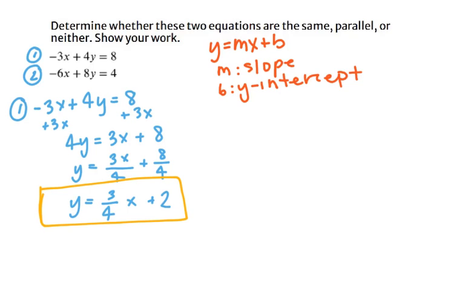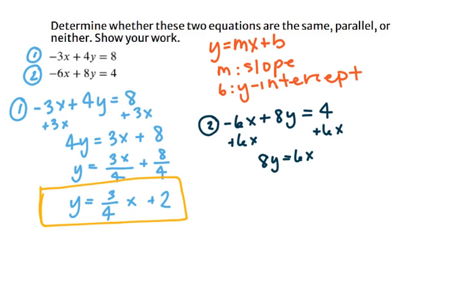Now we're going to do the same thing for our second equation. We have negative 6x plus 8y equals 4. Same thing, we want to isolate this y term by adding 6x to both sides, giving us 8y equals 6x plus 4.